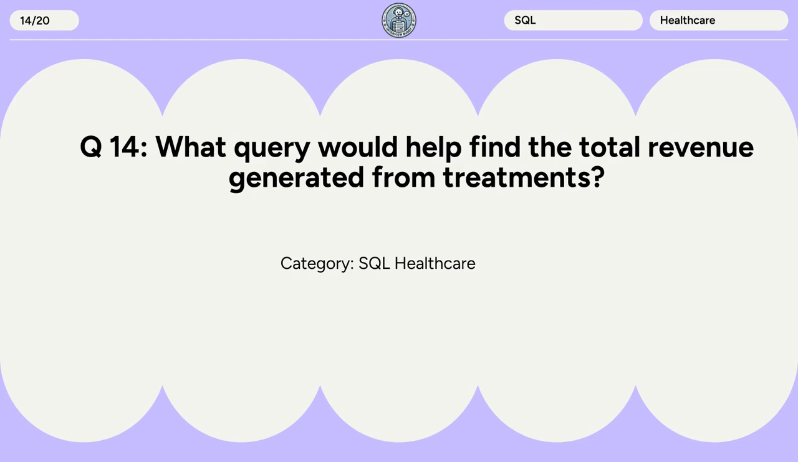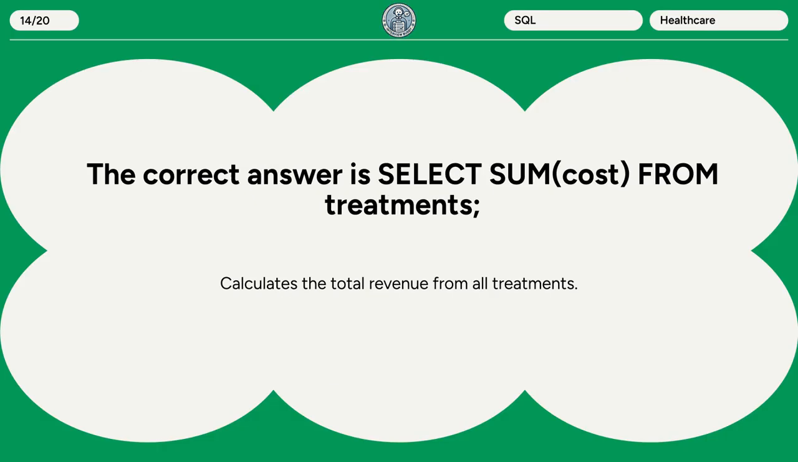Question 14. What query would help find the total revenue generated from treatments? The correct answer is: SELECT SUM(cost) FROM treatments. Calculates the total revenue from all treatments.